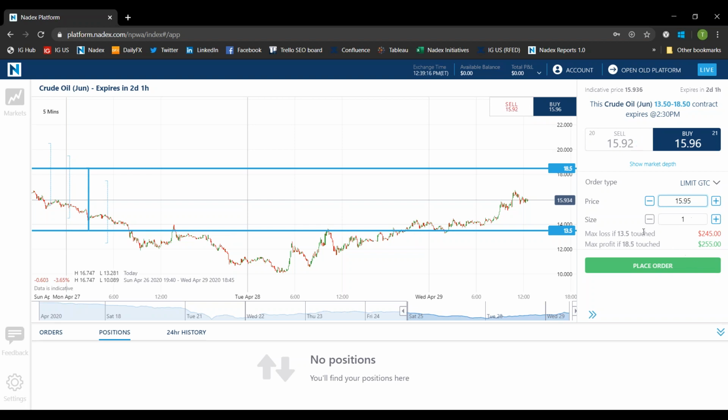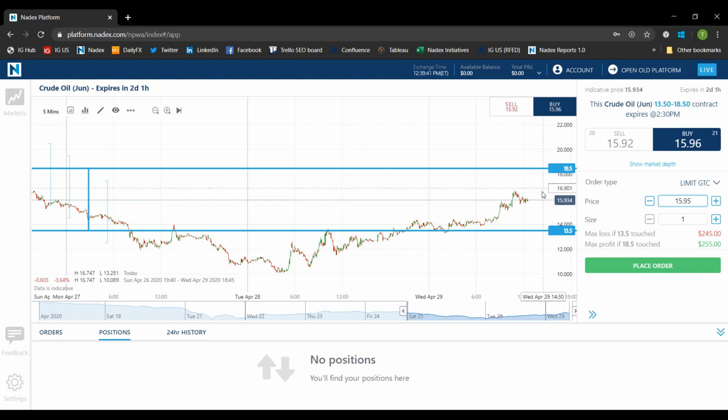Notice that this equals 500. I can say, hey, if I wanted to go long, I think it's going to go higher, but if it goes below 13 and a half, get me out. I would be risking 245 to potentially make 255 if it were to go higher. And again, if it went up above this 15.95 level and didn't quite make it to 18 and a half, this is my profit range.